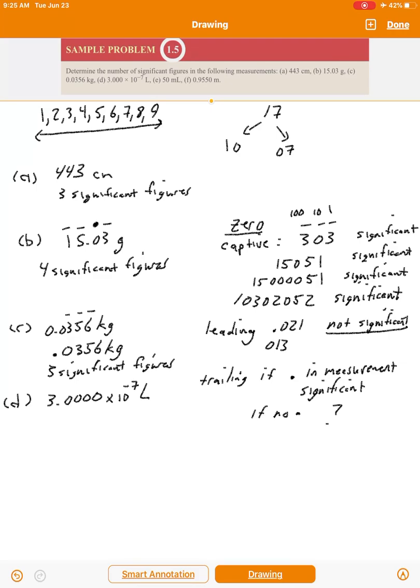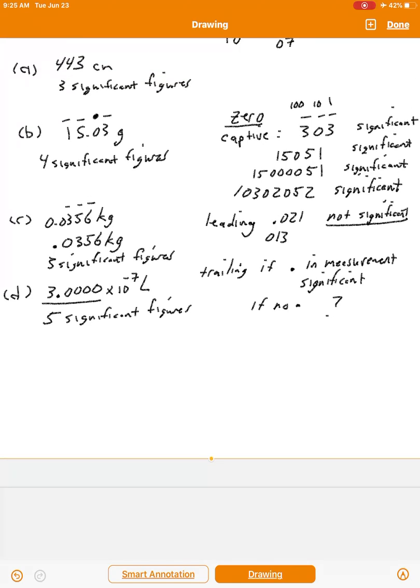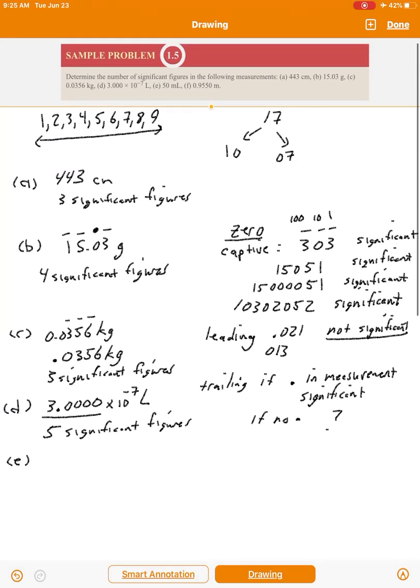If there is no decimal point, we do not know. Okay? So let's take a look at this one. There is a decimal point, so they count. So that means all of them count, and that's 5 significant figures. Okay? Very simple. Those are the only 3 types of zeros: captive, leading, and trailing. So now we can move on to E. There's no more new ones to learn.